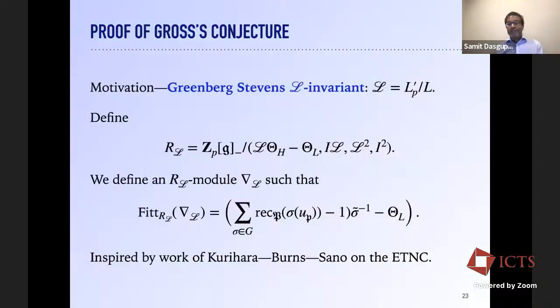Okay, so then you're still left with proving Gross's conjecture. I haven't said much about that. So how do you prove Gross's conjecture? The way that we do it is motivated by Greenberg and Stevens. The Greenberg-Stevens L-invariant, for those that have studied the proof of the Mazur-Tate-Teitelbaum conjecture by Greenberg-Stevens, is the ratio between the derivative of the p-adic L-function and the classical L-function. Now, unfortunately, we can't take ratios in our work because everything is integral.